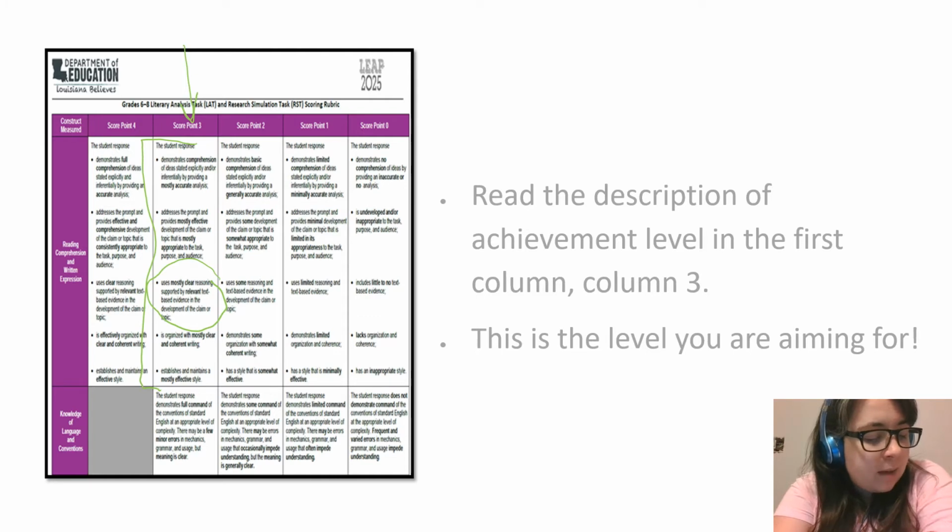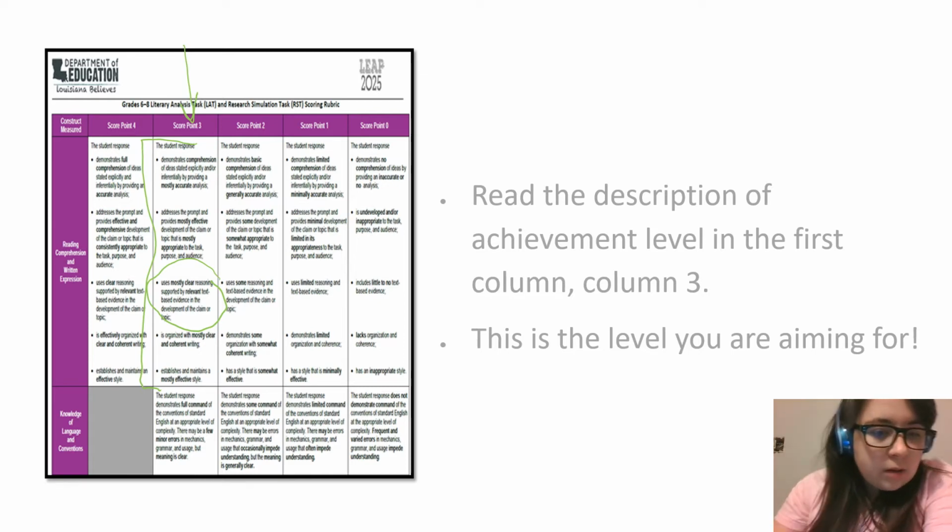And it says establishes and maintains a mostly effective style. So that style of writing is you are talking about, like, you're being professional with it, okay? You're not just kind of talking like you would talk with a friend. You would talk like you're talking to a teacher, or like you're explaining something to the class.